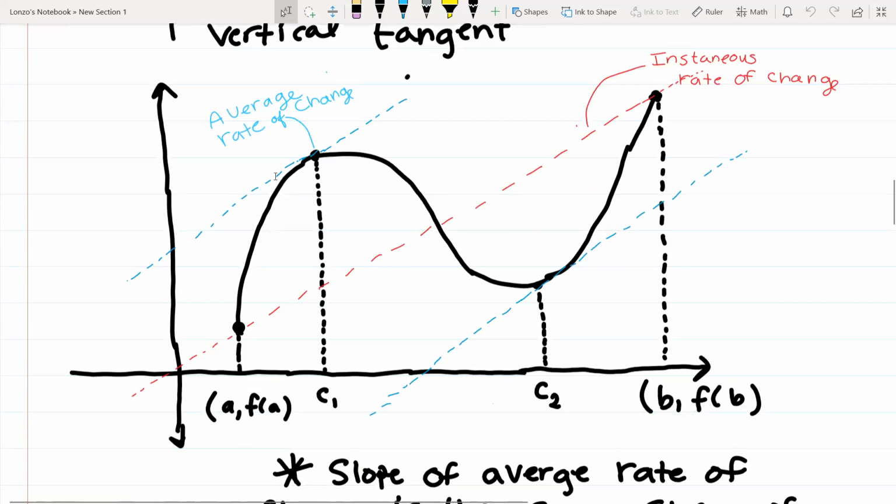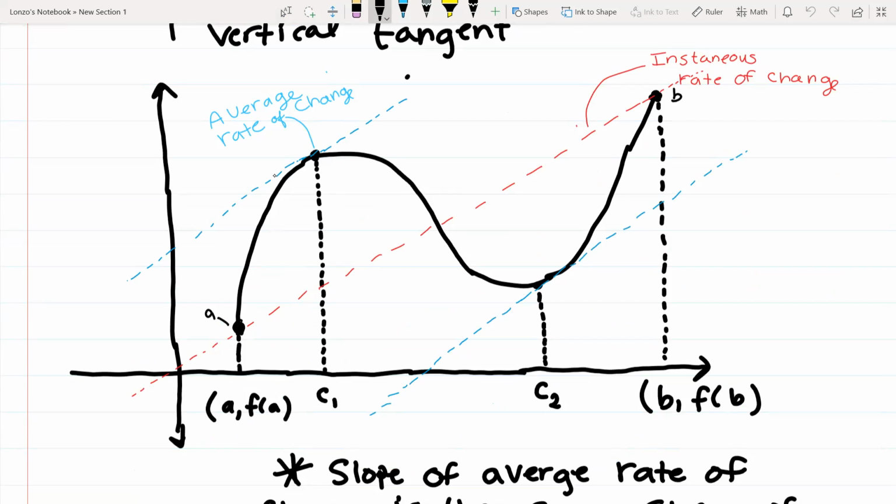So maybe this graph could help. Let's say we had 2 points. I'll call this point A, and then I'll call this point B. So we have this graph with A and B. Now, if you make a dashed line from point A to B, that gives you a slope. That's also called the rate of change.